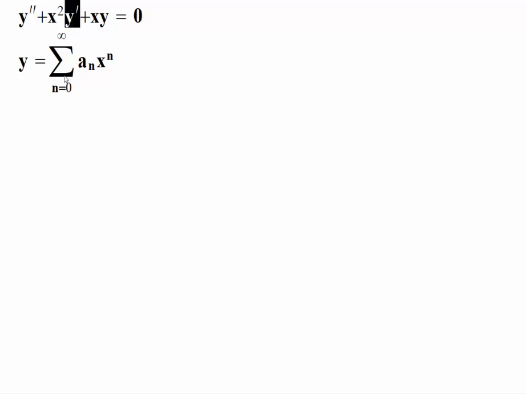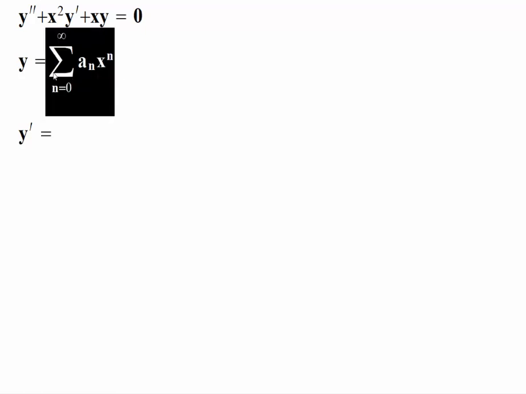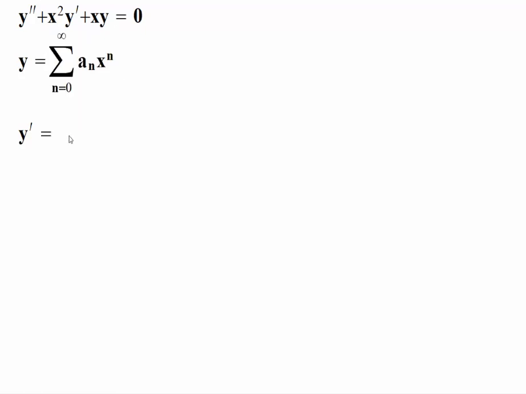What we would do is write these directly in summation notation. If I compute my y prime, the first term differentiated will be 0, and then x to the n, when you differentiate it, will be n times a n x to the power n minus 1. Notice that n is going to start at 1, because the first term was 0 and we are starting with simply a1.